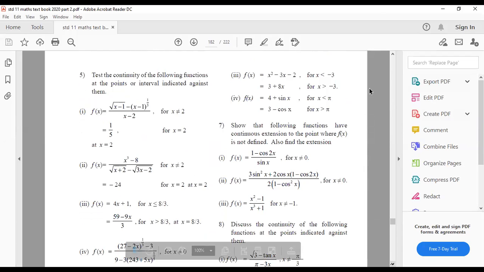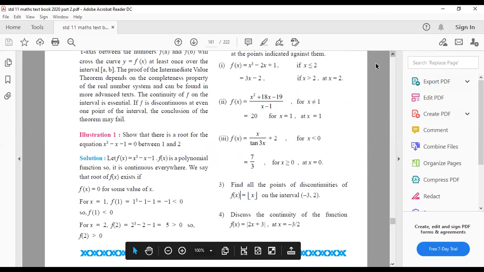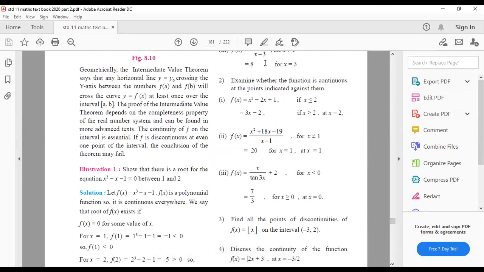Sir, can you explain the last example again? Yeah. Which one? This one? The x by tan 3x. Yes. This part, 1 by 3, did you understand that? When x is less than 0, what do you call that limit? We wanted to test the continuity at 0, no? So limit x tending to 0 minus f of x we calculated, and limit x tending to 0 plus f of x we calculated. For 0 minus, what was the function? X upon tan 3x plus 2.